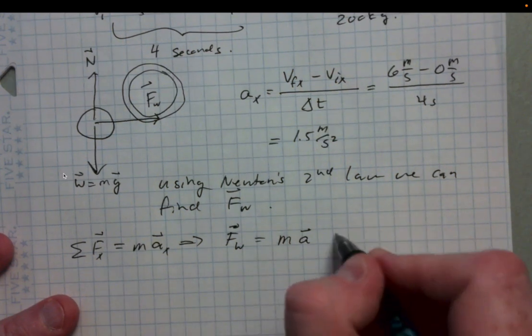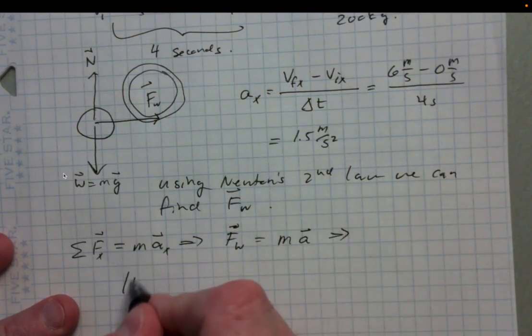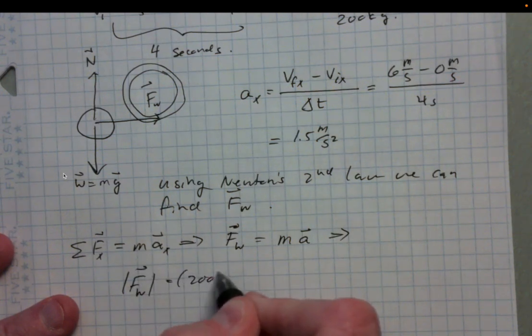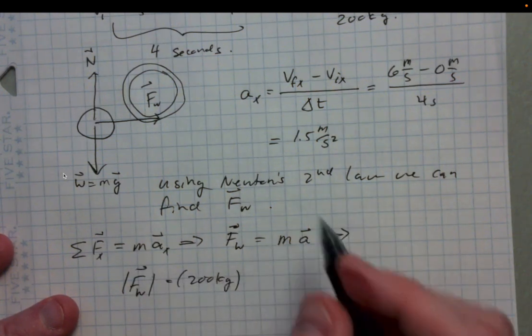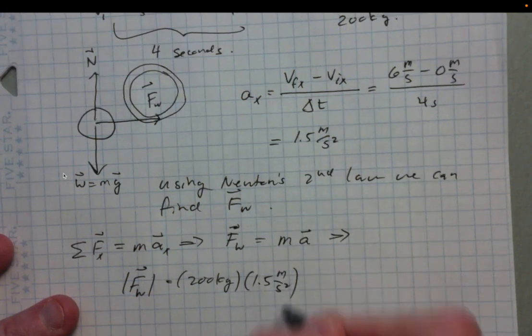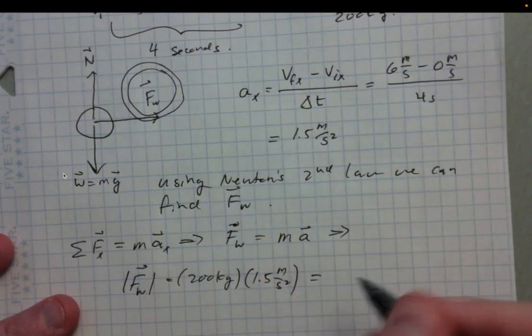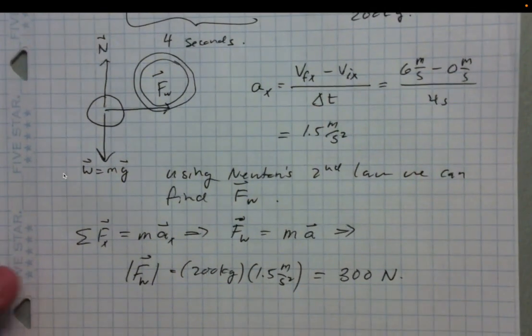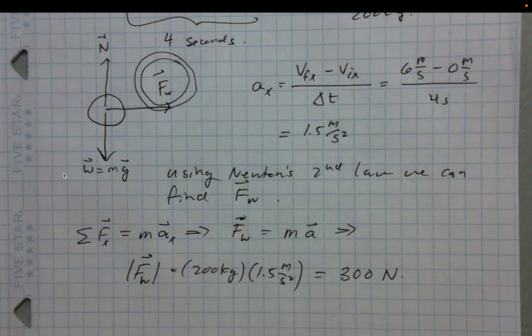Okay, and we can plug all this in, and so we say that the magnitude of the force of the wind is equal to 200 kilograms, the mass of the boat, times its acceleration, 1.5 meters per second squared. And we see that that is equal to 300 newtons. So in order for this boat on this frictionless surface to achieve this velocity in this time, a constant force of 300 newtons has to be applied.